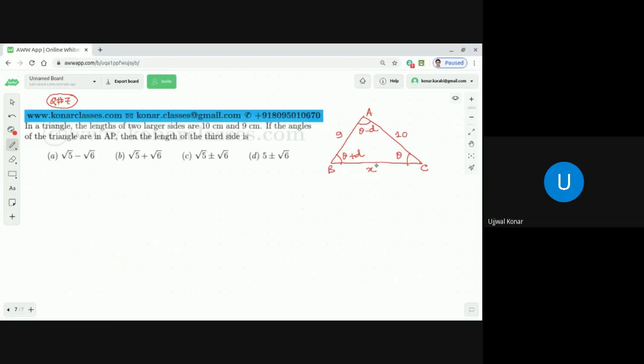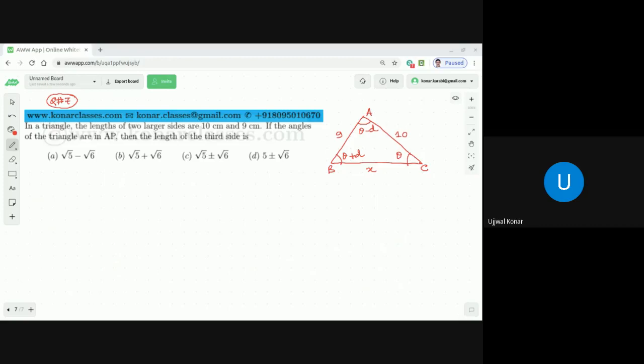Okay. Now what we know is that angle A plus angle B plus angle C is equal to 180 degrees. And from there we can find the values.